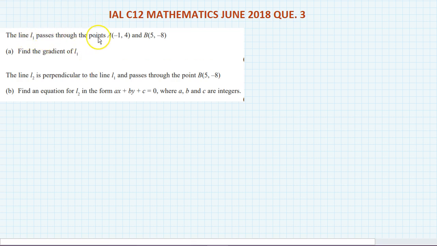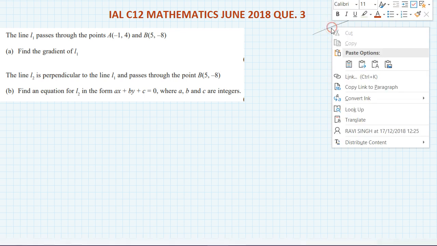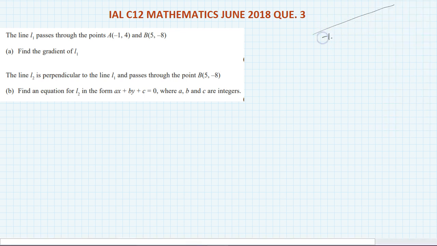Next question is, a line passes through the points A and B. Find the gradient of the line L1. Now, if a line is passing through these 2 points, that is -1 and 4 and 5 and -8, this is A and this is B. Find the gradient of the line. So this is L1.